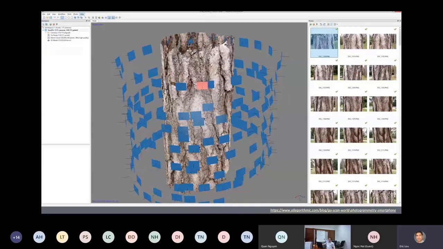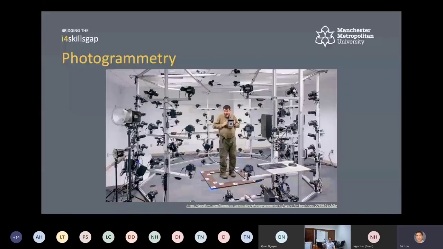When you take all the pictures around the tree, it collects the data, so you get one very nice model. That is your 3D model. That's all. Or you can put it in the lab. This is how it will look. Cameras everywhere to get a good photogrammetry model.